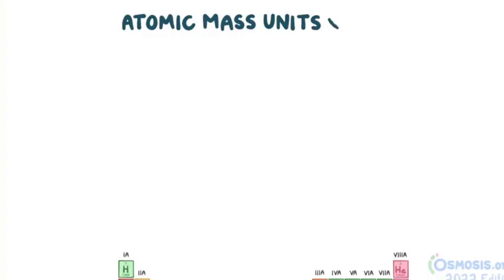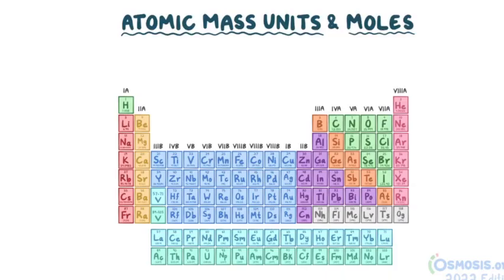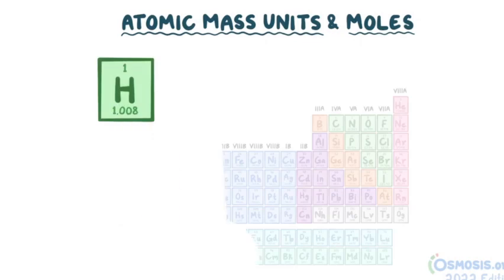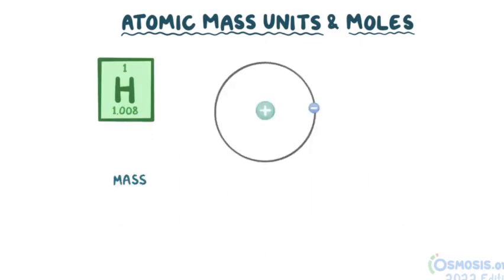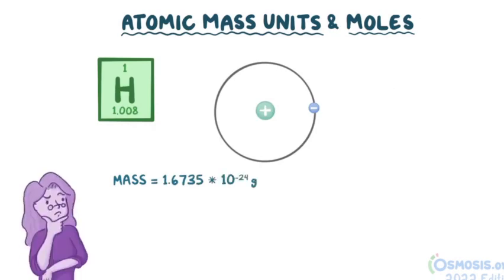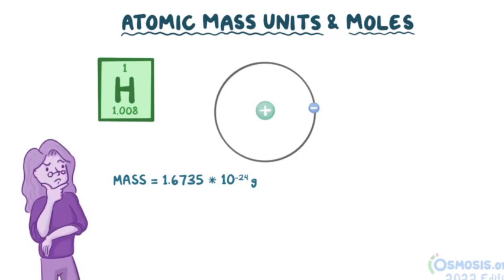Atomic mass units and moles are units of measurement in chemistry which allow us to easily work with very small and very large numbers. For example, the mass of a hydrogen atom is 1.6735 times 10 raised to the negative 24th grams. It is inconvenient to work with numbers like this for such small objects, and so chemists use the atomic mass scale instead. One atomic mass unit is equal to 1.66054 times 10 raised to the negative 24 grams.